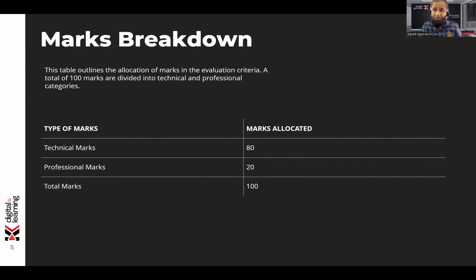Marks breakdown. You know the marks breakdown. 80% of the marks in the paper are technical and 20% of the marks in the paper are professional. We'll be looking at the technical excellence shortly, and I'll be focusing on the professional excellence as well.